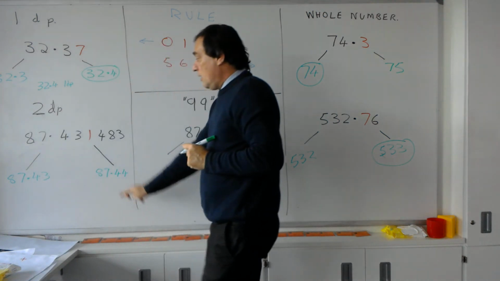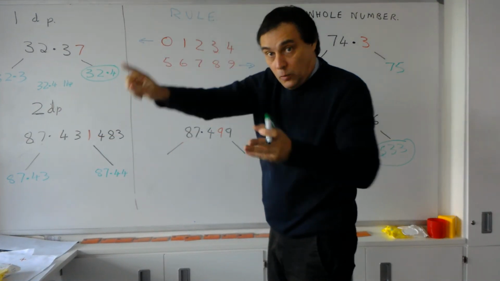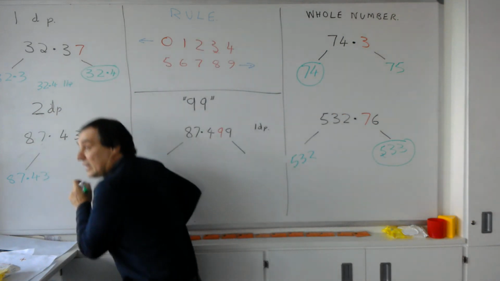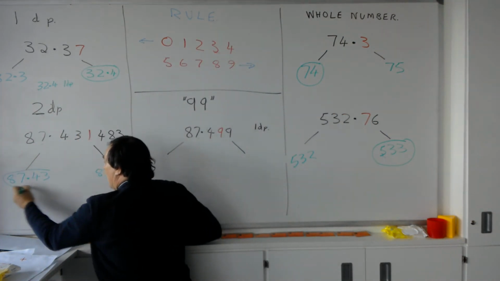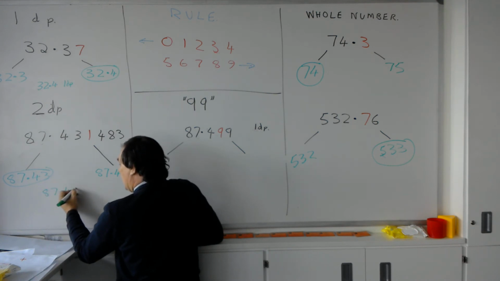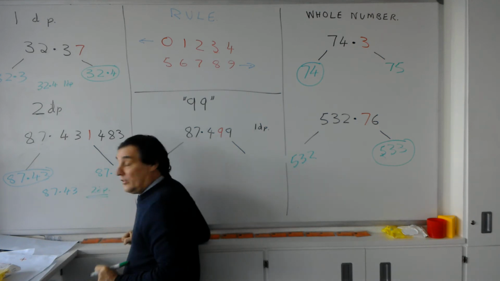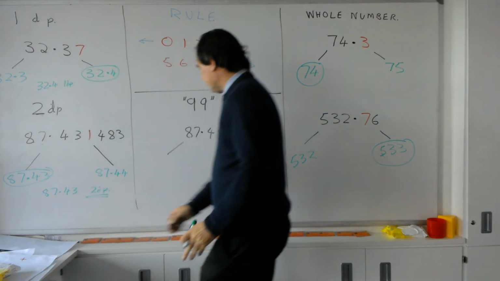Now, again, looking at the 1 there, the 1 is going to make me go that way towards 87.43, in other words, keeping the rounding down. And then neatening it up would be 87.43 2dp, indicating that my answer is now to two decimal places.